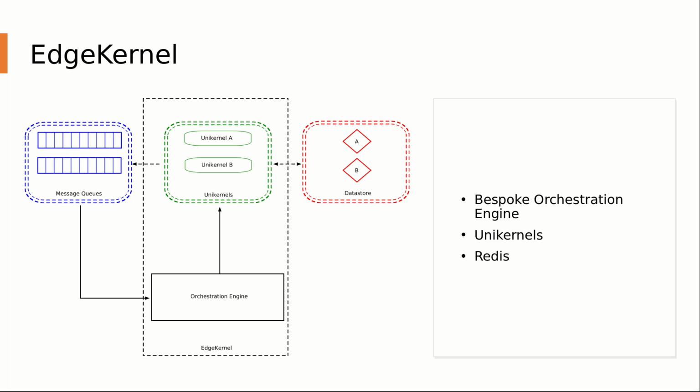Unikernels can interact directly with the message queues by pushing data onto them. This allows for the chaining together of functions, like in a conventional serverless platform. Additionally, unikernels can directly interact with the data store to read and store values. The message queue and data store services are both provided by Redis, and this allows for an easy installation and integration with the system.